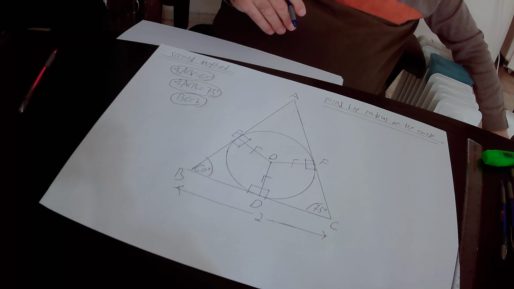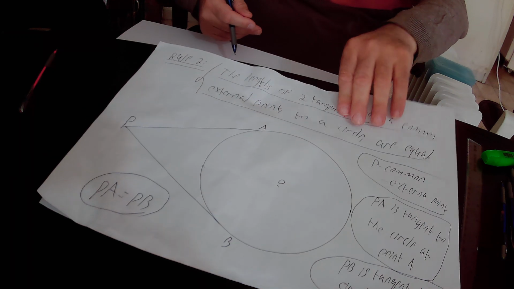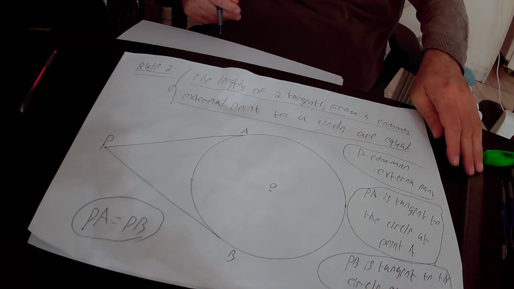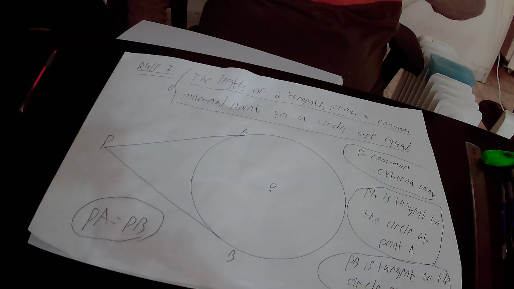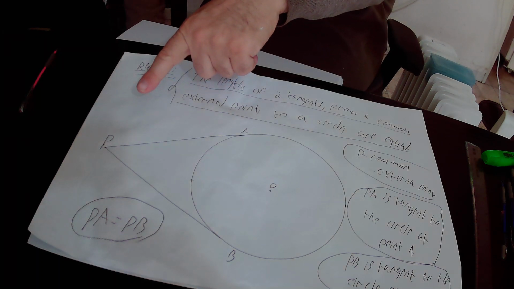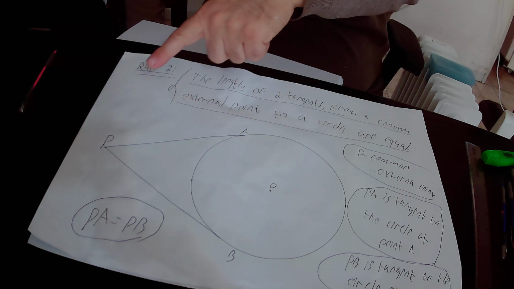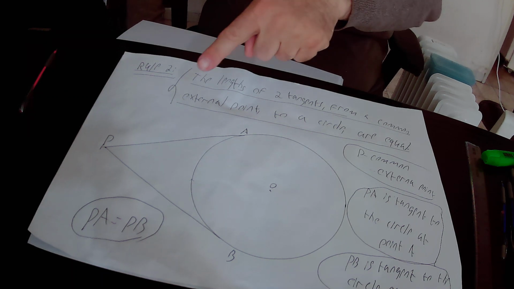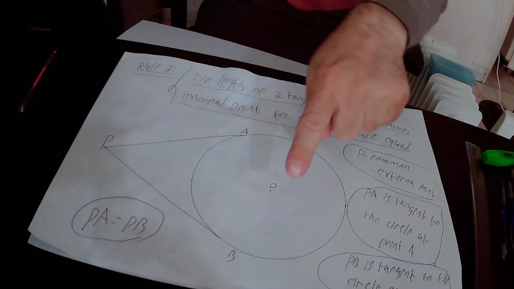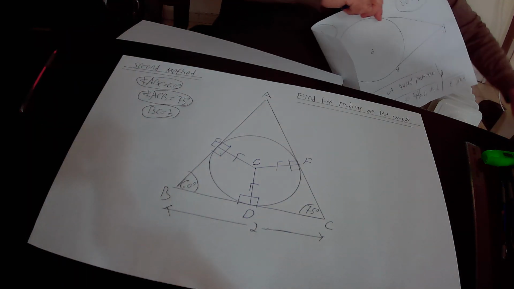I'll remind you quickly what rule number 2 is. According to rule number 2, the lengths of two tangents from a common external point to a circle are equal. In the drawing we have a circle and we have the common external point P. From the common external point P we have two tangents to this circle, tangent PA and tangent PB. And according to rule number 2, they are equal to each other. That is to say, PA equals PB.